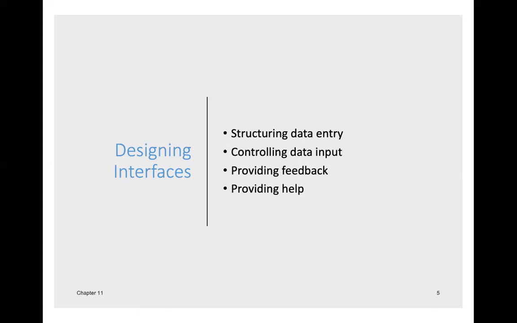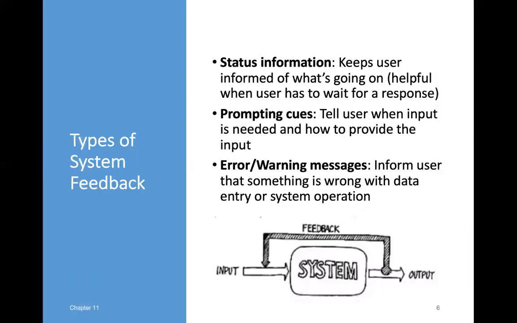So feedback, there are three types of system feedback, and here we have them on the screen. The first one, status information, keeps users informed of what's going on, which is helpful when a user has to wait for a response. So once they've clicked the button, they're waiting for something to come back to them, you need to have something going on to say, yes, we are doing something. You know, if it's only a little circle turning around and around, you need something to give people confidence that everything is happening as it should be.